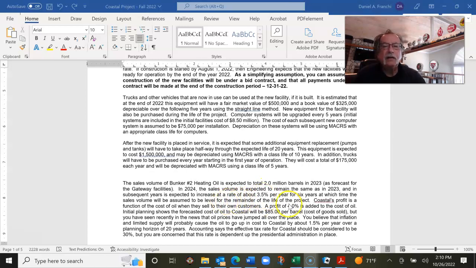That 2 million barrels is going to increase at 3.5% per year for 6 years, and then it's going to hold constant. That's just kind of an input assumption item for the start of this project.